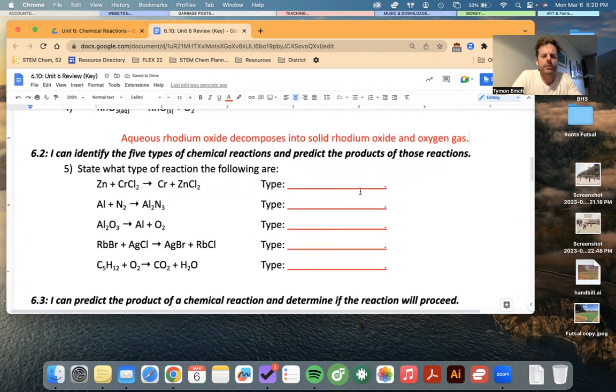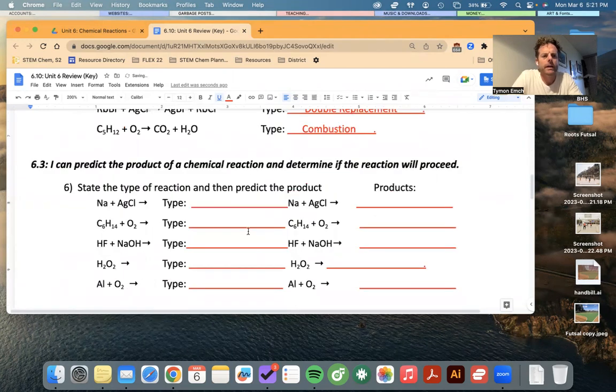These are just telling what type of reactions right here. This one right here would be a double replacement. This one right here would be a synthesis, also known as combination. This right here is the opposite of that, decomposition. Here's another double replacement. And actually this first one right here is a single replacement. Another single replacement up here. And then this right here would be a combustion.